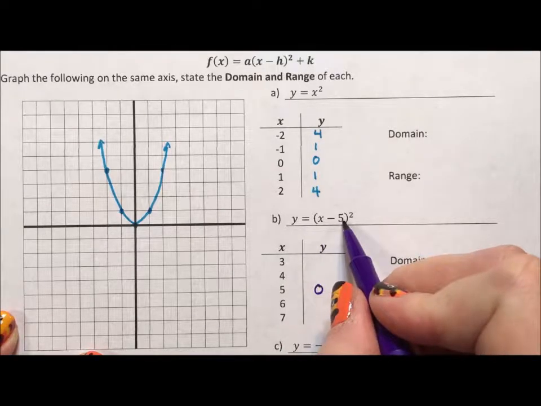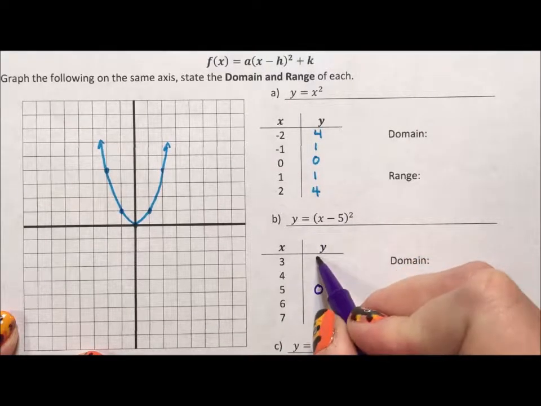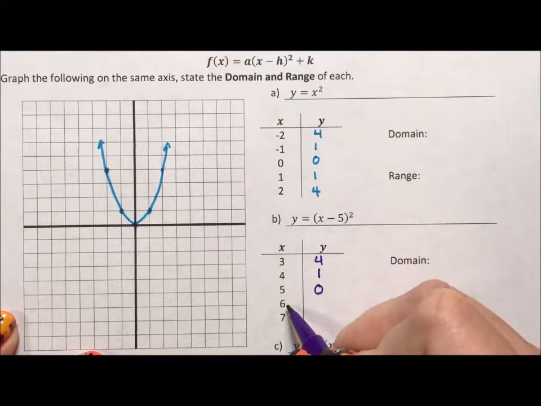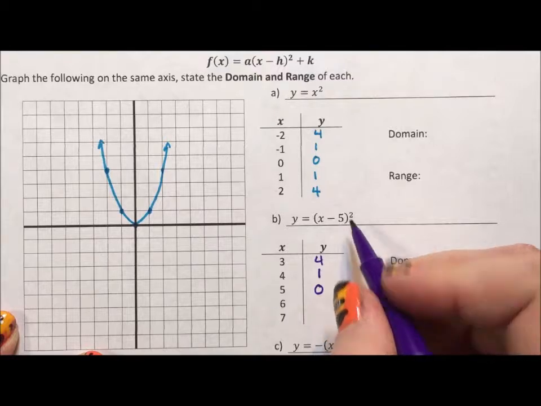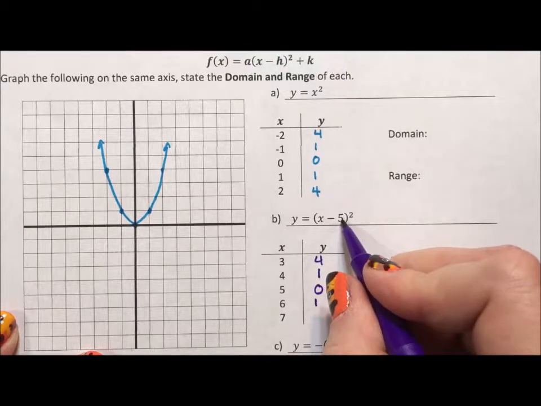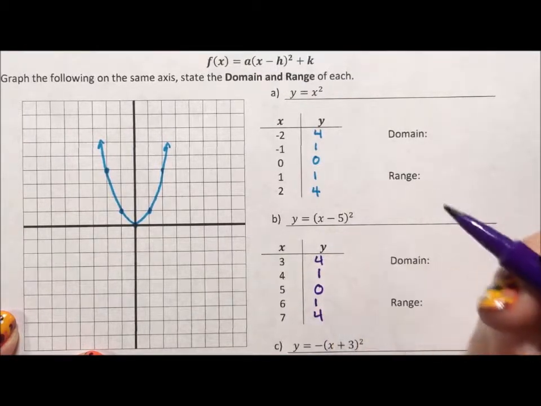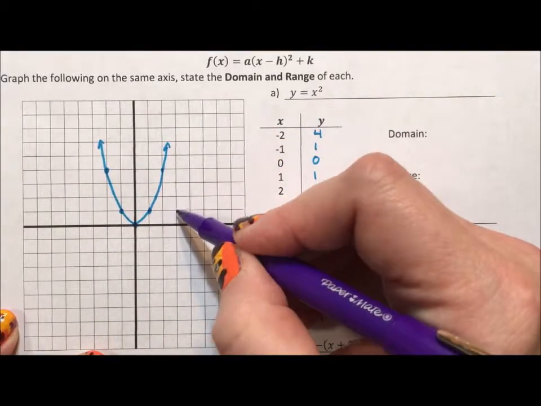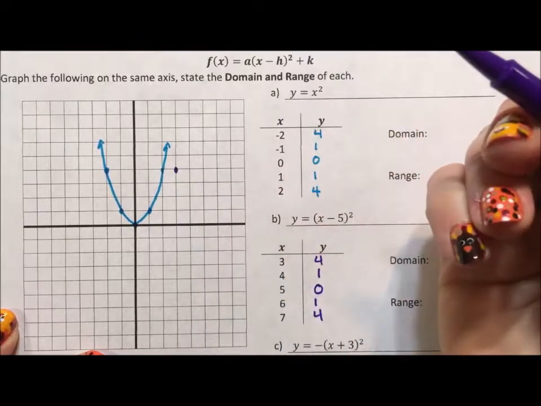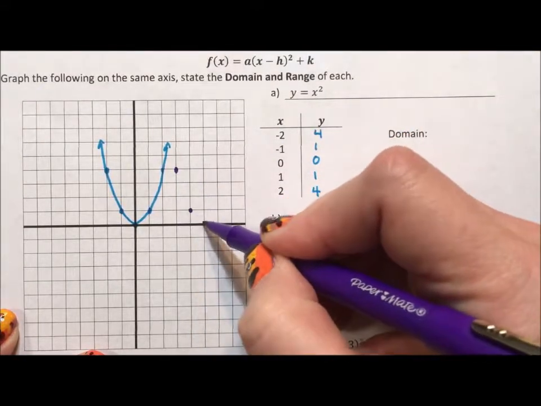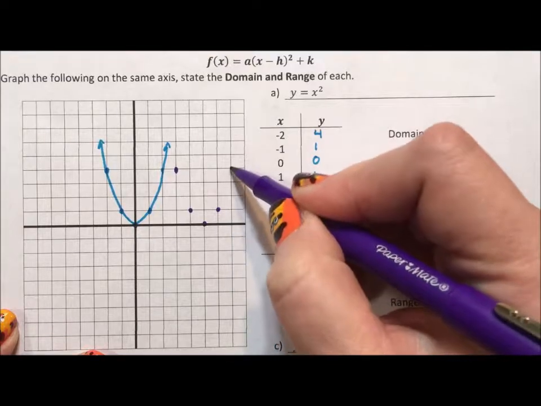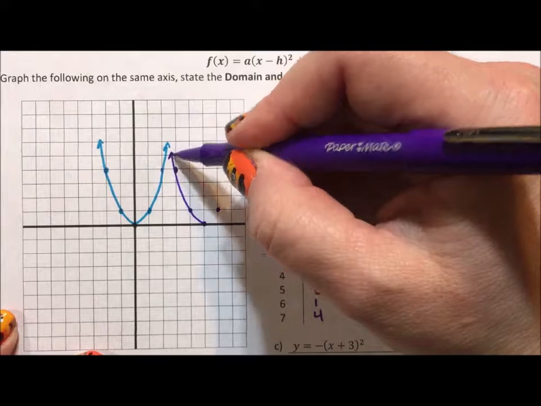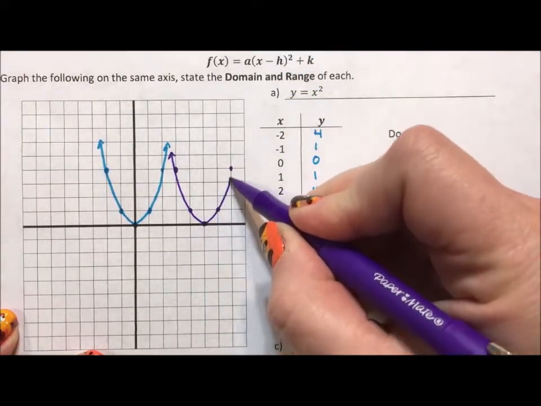Let's see, 3 minus 5 is negative 2, and negative 2 squared is 4. 4 minus 5 is negative 1, and negative 1 squared is 1. 6 minus 5 is 1, squared is 1. 7 minus 5 is 2, and 2 squared is 4. So I have 3, 4; 4, 1; 5, 0; 6, 1; 7, 4, and here we go. I have my smooth, continuous parabola.